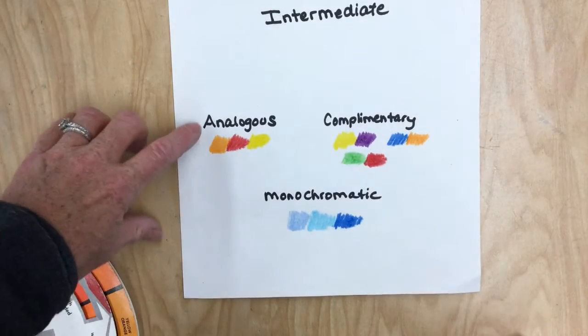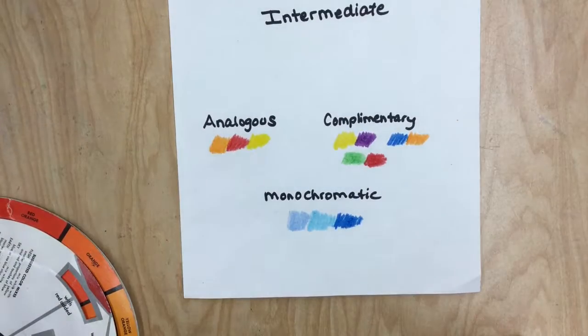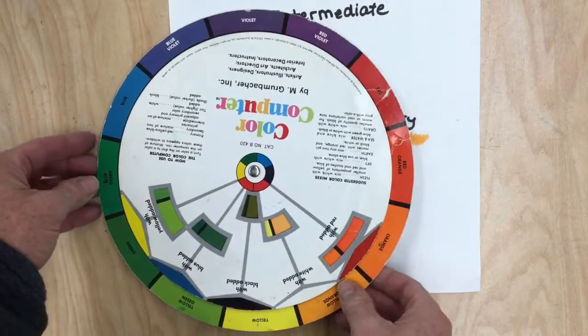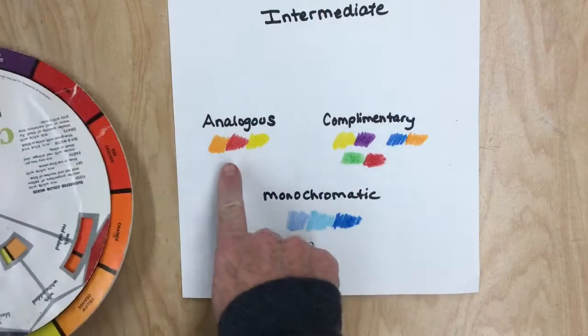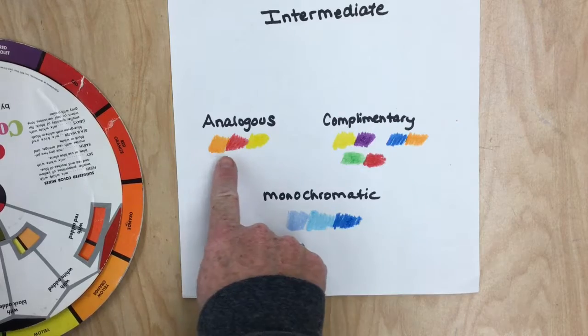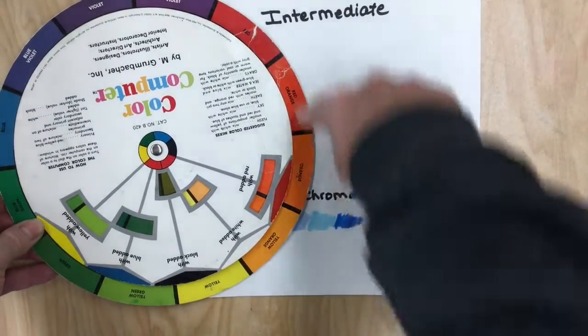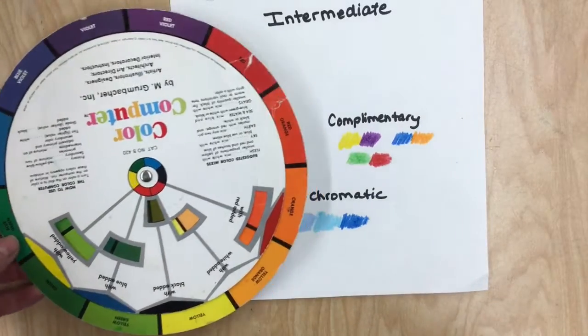So one would be analogous colors. Those are colors that are alike, and they're next to each other on the color wheel. So a group of analogous colors, an example of that would be orange, red, and yellow. They are side by side on the color wheel.